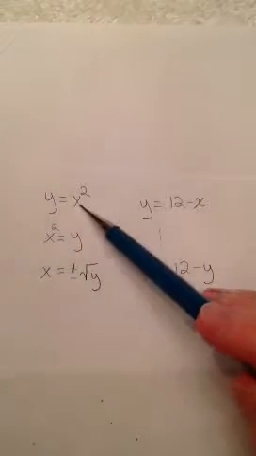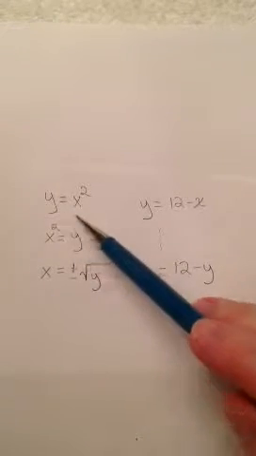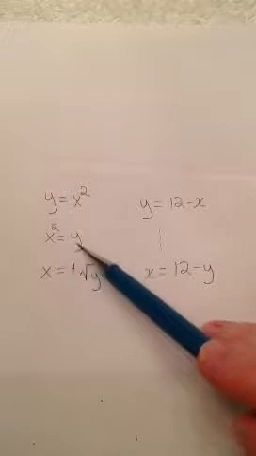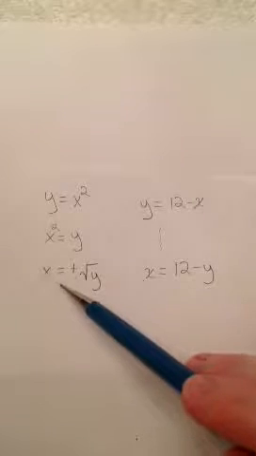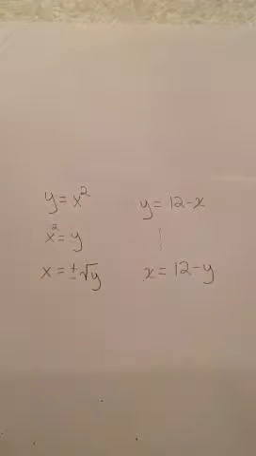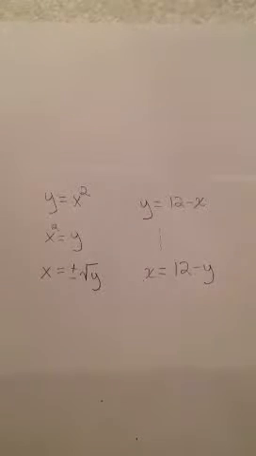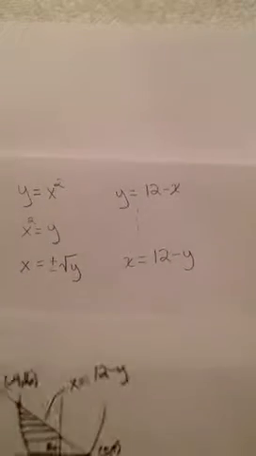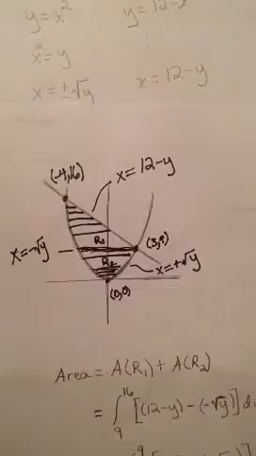So for y is equal to x squared, rewriting in terms of x equals, take the commutative equivalent of our function, saying that x squared is equal to y, and with the square root method, we have x equal to plus or minus the square root of y. And as for y is equal to 12 minus x, rewriting, we have that x is equal to 12 minus y.